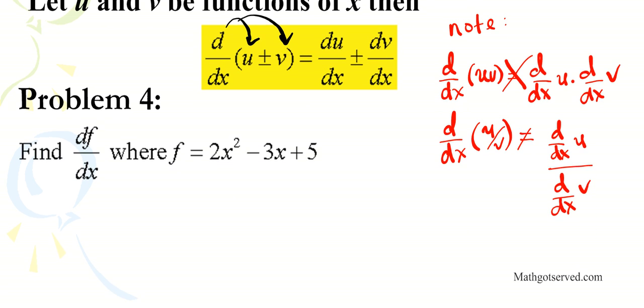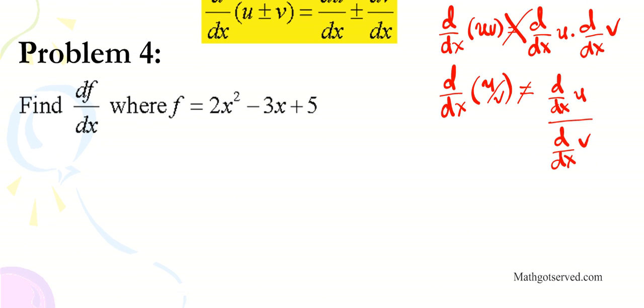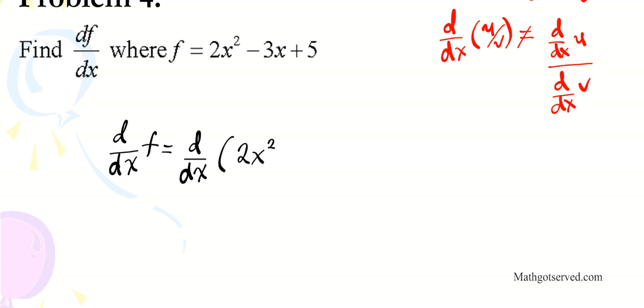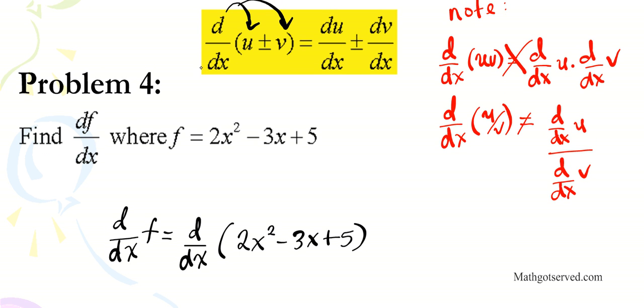All right, so let's take a look at this example, problem 4. It says find the derivative f'(x) for f(x) equals 2x squared minus 3x plus 5. So let's go ahead and compute the derivative here. f'(x) is basically the derivative of this entire quadratic expression, 2x squared minus 3x plus 5. So what did the rule tell me? It told me that you can distribute the derivative to each term.